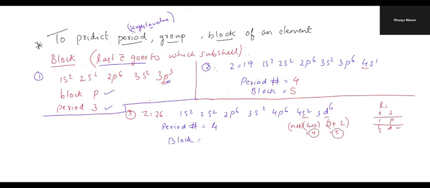So which one has a greater value? 3d. So that means the last electron is going to the d orbital. So that is why our block is d. The last electron enters the subshell with greater n plus l value. Okay, so if you have a doubt, you can always confirm like this.